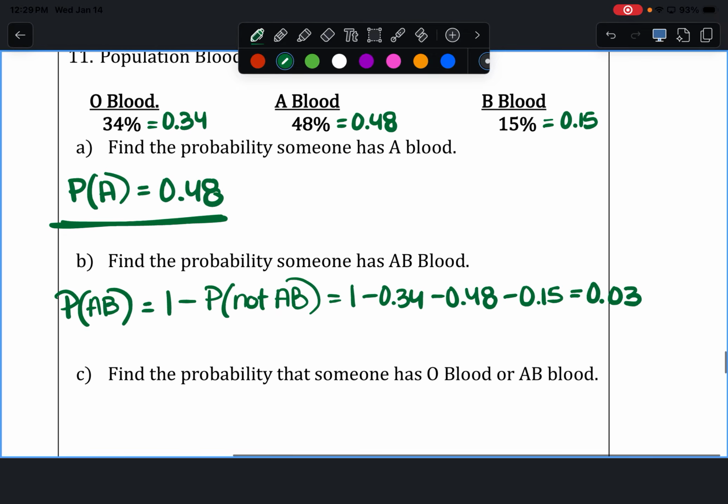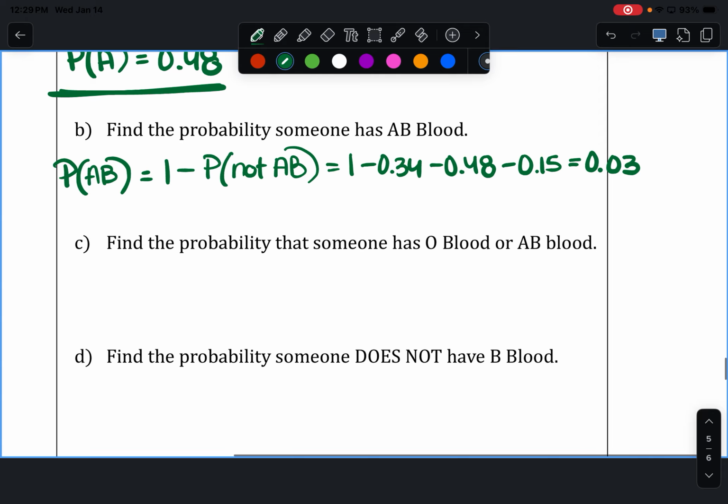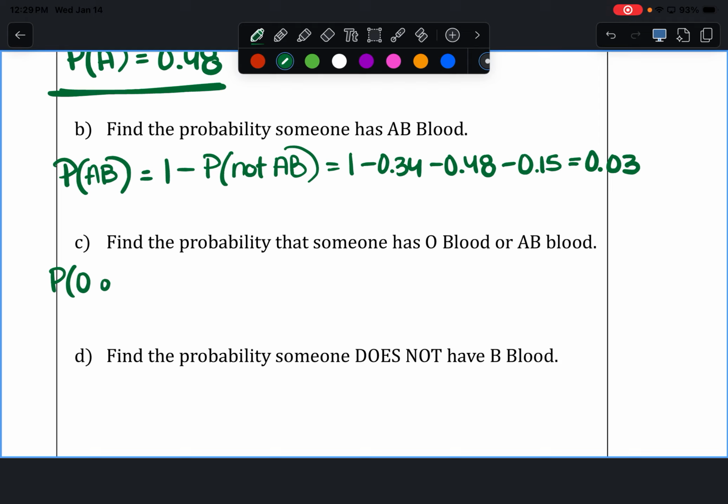So now, find the probability that someone has O blood or AB blood. So the probability of O or AB. Are O and AB mutually exclusive? Yes, you cannot have two blood types. You will only have one. Okay? So we will do the probability of O plus the probability of AB. Okay, what is the probability of O? What is the probability of AB? So what is the probability of O or AB?